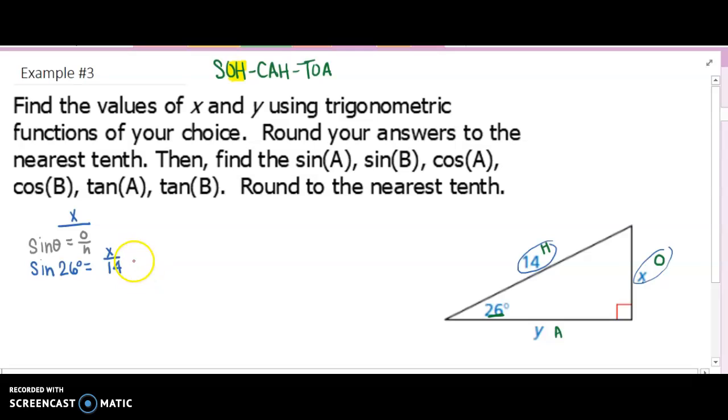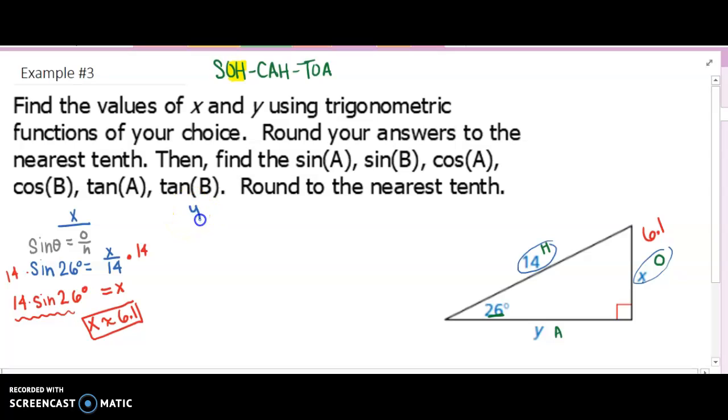Okay, so I want to get x by itself, so I'm going to multiply both sides by 14. I have 14 times sine of 26 equals x, and I just plug this straight into my calculator. So 14 sine 26, I get roughly x is roughly 6.1. Okay, so I'm going to write 6.1 over here.